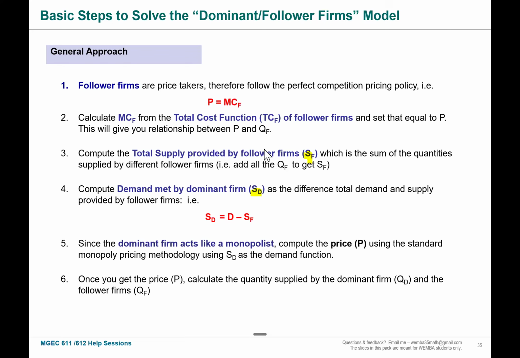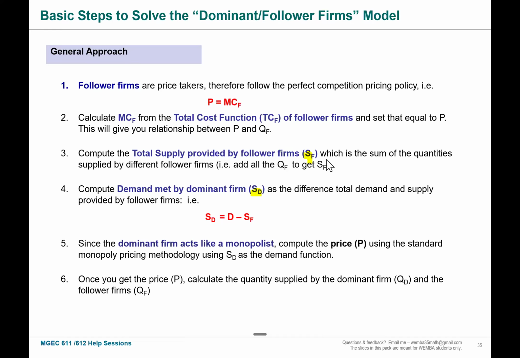Exactly the same thing here. For the follower firms, we write P equal to MC for each follower firm. And from there, we aggregate the supply from each firm to get capital S_F. Capital S_F is the total supply provided by the follower firms. Okay, so that's how the follower firms are doing.